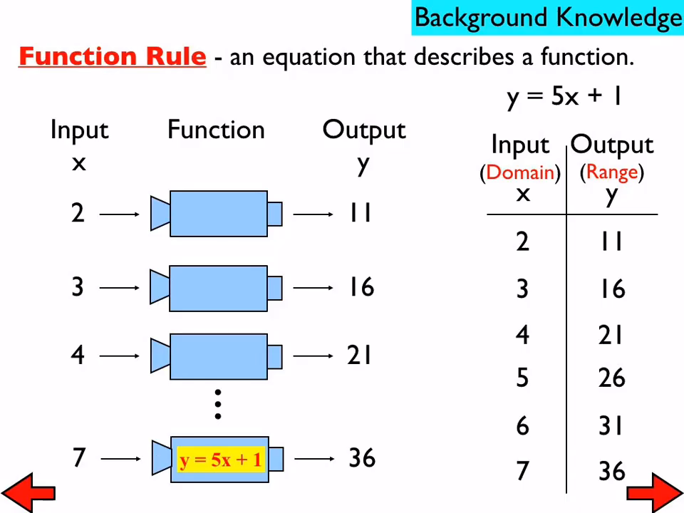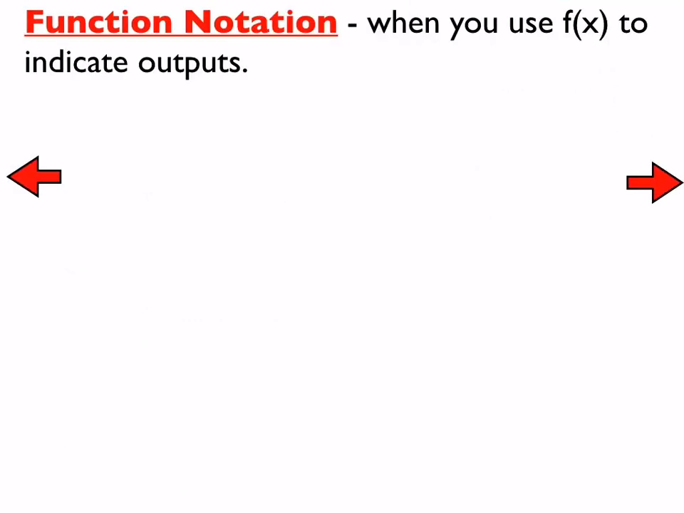So here's something we talked about a few lessons ago. We defined what a function rule was, and we looked at the relationship between input and output and domain and range, and how this function machine is really the same thing, or it represents the same idea as a set of ordered pairs in a table. And so the new thing for today is this function notation. When you use f(x), we read that as f of x, to indicate outputs.